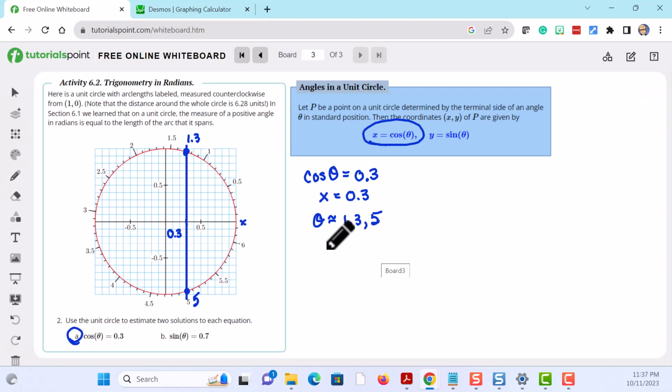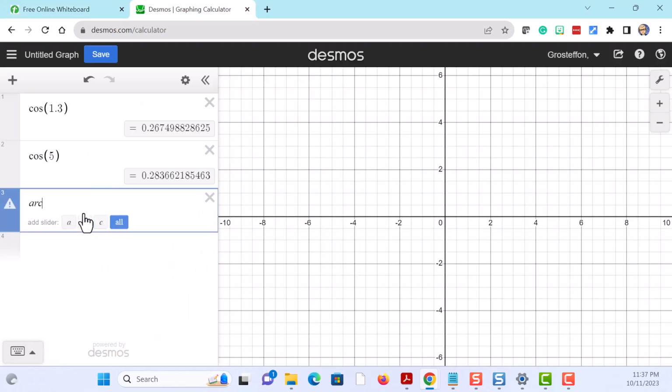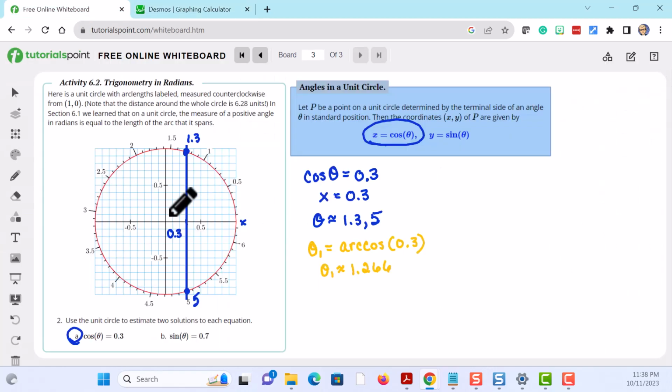Now, to get our angles more precisely, we could use inverse trig functions. In order to find our first angle, theta sub 1, we could find the arc cosine of 0.3. Just type in arc cosine of 0.3, and that comes out to be about 1.266. So to represent that on our unit circle, we would draw a ray through 1.3, draw a counterclockwise rotation, and this would be theta 1.